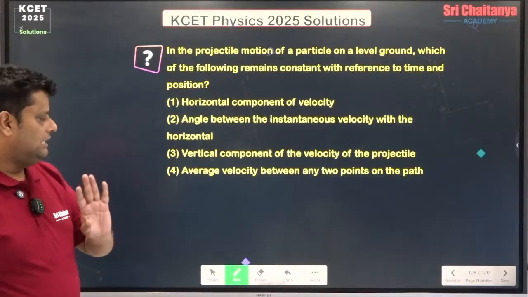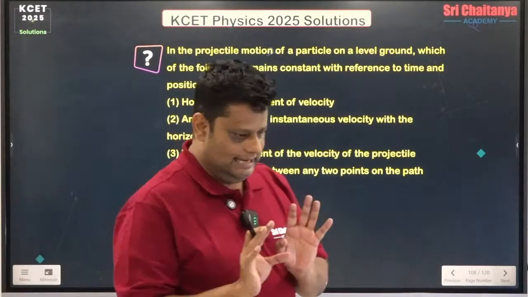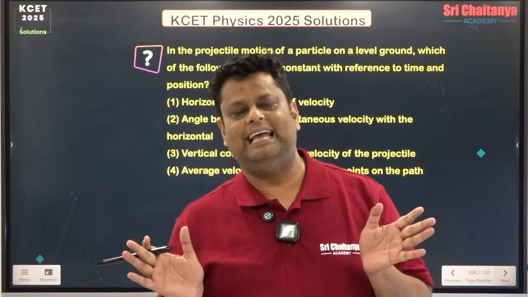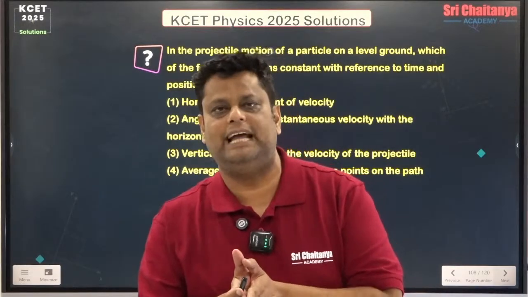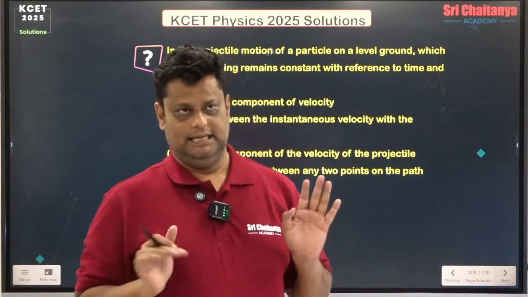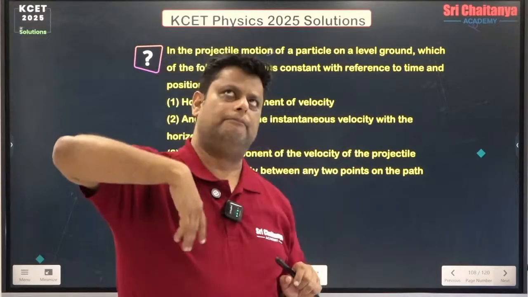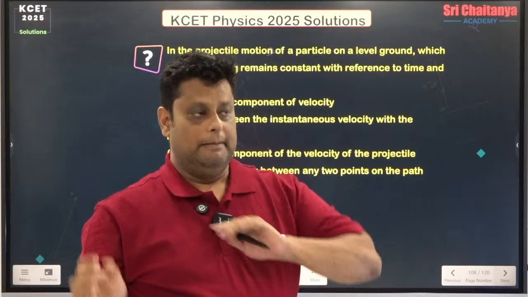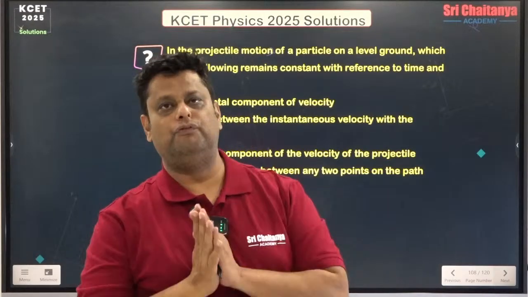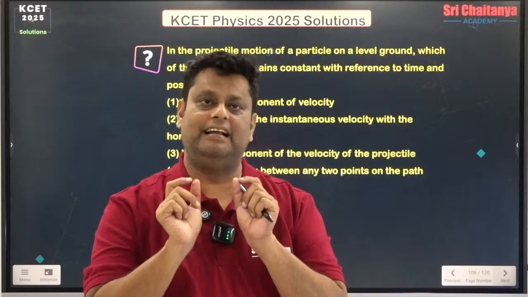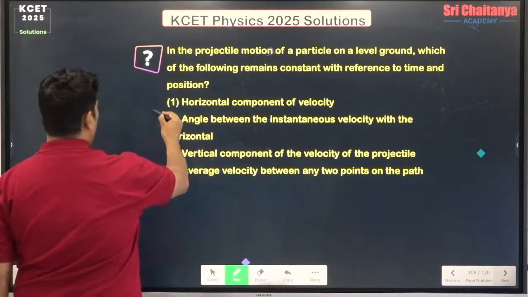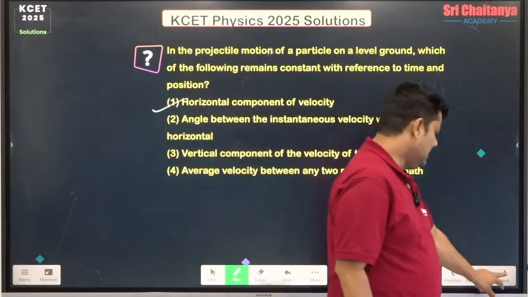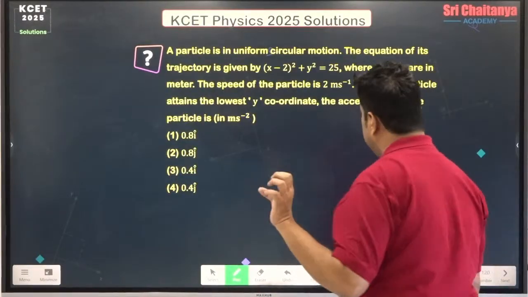In projectile motion, we know that if we ignore air drag, air resistance, the horizontal component remains unchanged. If you throw anything vertically upward, at each and every instant there will be a change in velocity. But if the particle is moving along the horizontal direction, there will be no change in the horizontal velocity. So out of these 4 options, the horizontal component of the velocity will remain constant. This is very basic and very important.